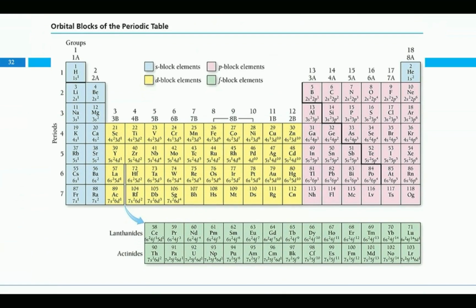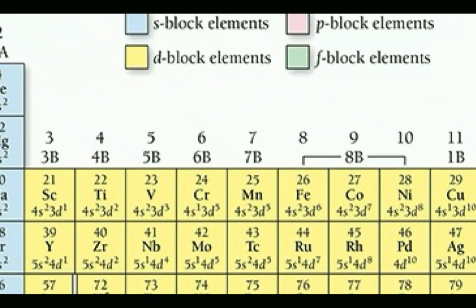So here's a color-coded periodic table. Makes it a little clearer. We've got in red, P block, in blue, S block, D block is yellow, F block is green. And this is where you can see some of the weird filling. Just to point out one, chromium here is 4s1, 3d5.